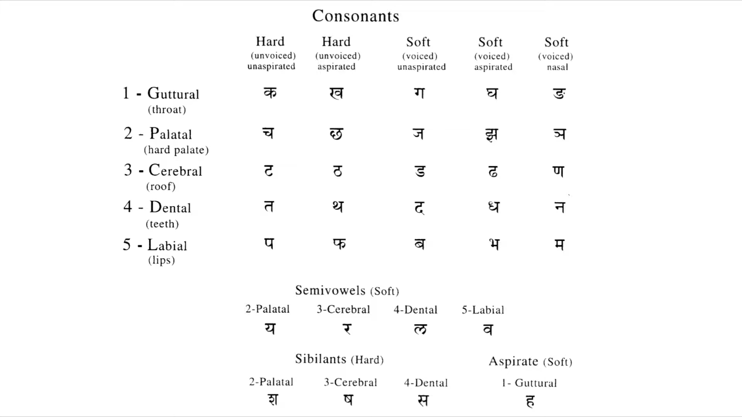The semivowels derive from the vowel sounds: E at position 2, giving the semivowel ya. R at position 3, the semivowel ra. L at position 4, the semivowel la. And U at position 5, the semivowel va. Ya, ra, la, va.